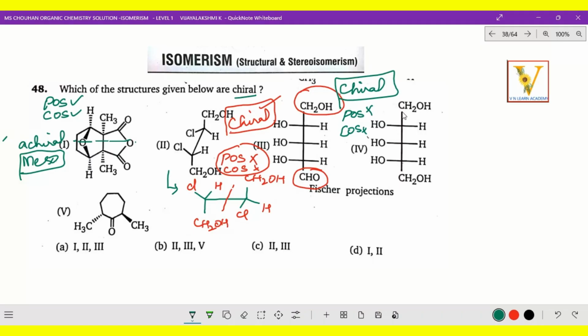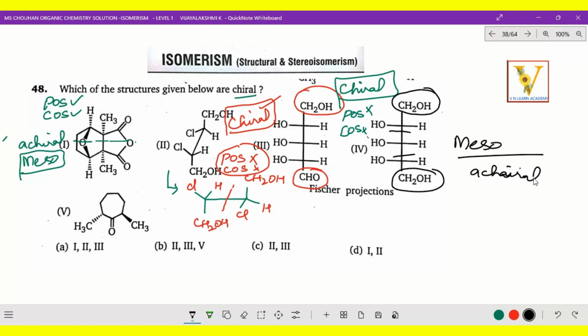Then the fourth one. In that fourth one, here CH2OH is there. Both sides CH2OH is there. So here OH, OH, OH, H, 100%. This is meso only. Easily we can identify, it's an achiral compound. So this is a meso compound, achiral, and POS, COS is present. So this is not chiral. This is meso. Right.